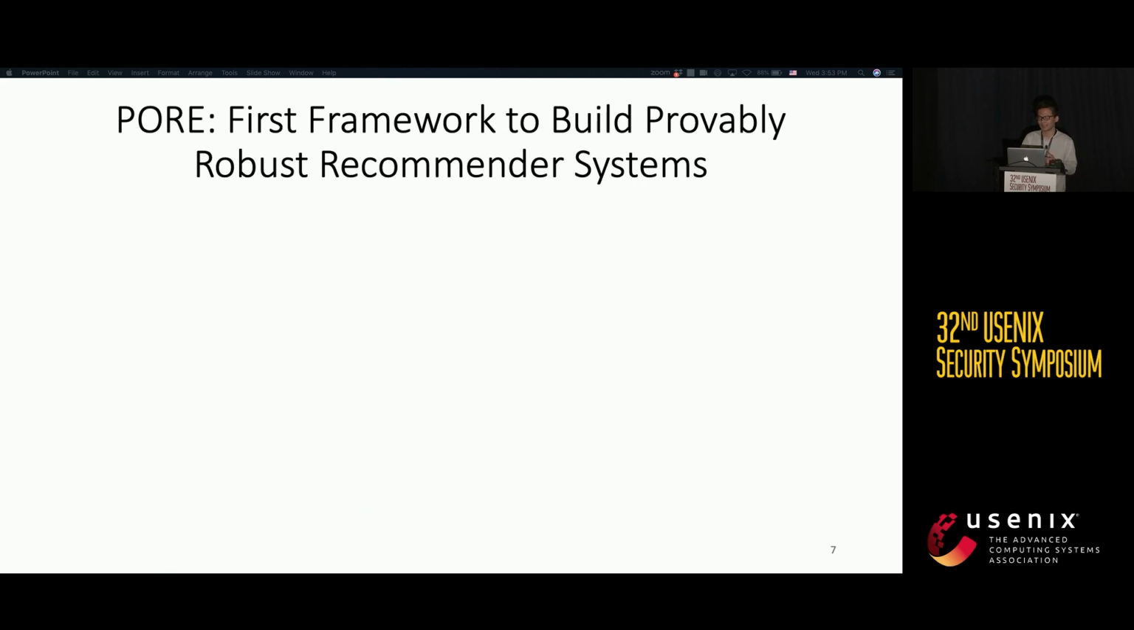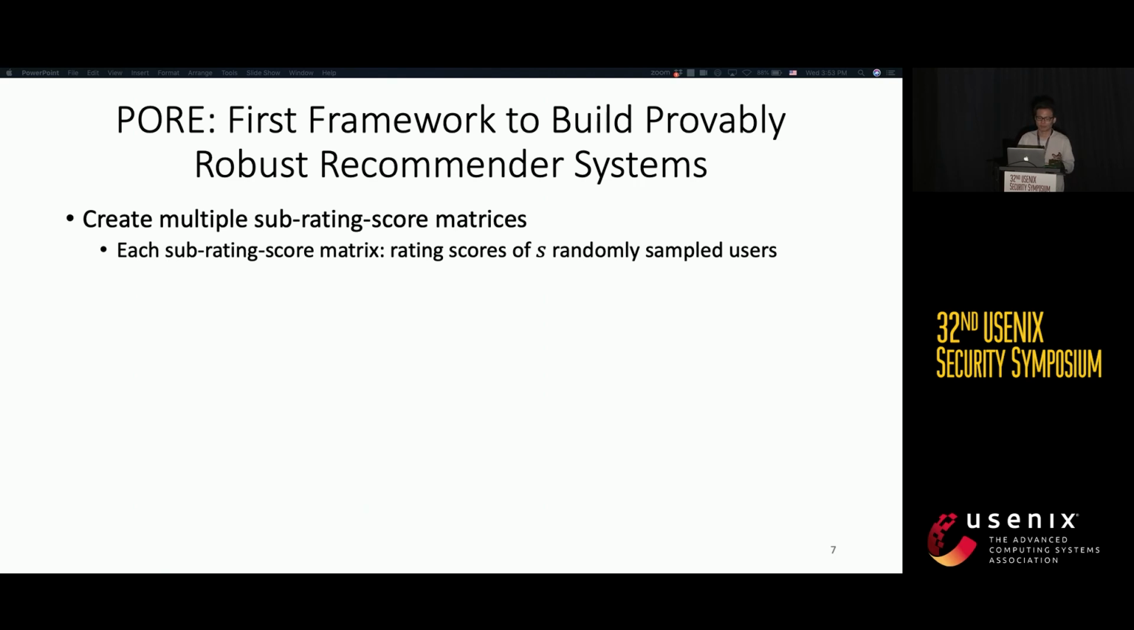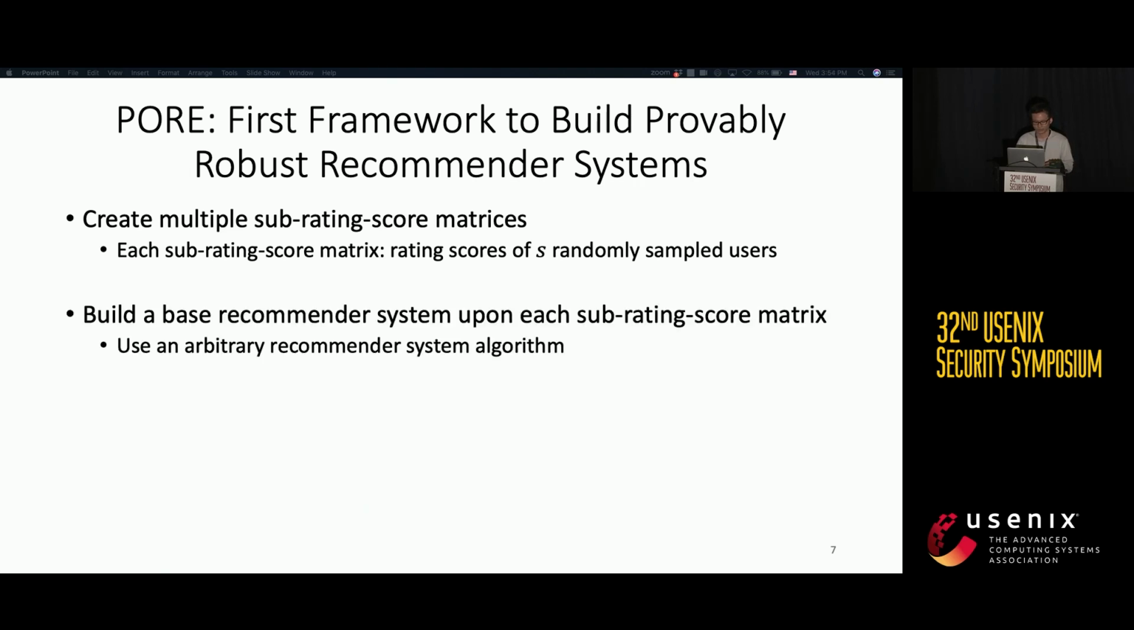So our key idea is to build an ensemble recommender system. Suppose we are given a rating score matrix. We first create multiple sub-rating score matrices, where each sub-rating score matrix contains the rating scores of S randomly sampled users. Then we use an arbitrary recommender system algorithm to build a base recommender system upon each sub-rating score matrix. Finally, we use majority vote to build an ensemble recommender system over those base recommender systems. Next, I will use an example to illustrate our framework as well as its robustness against data poisoning attacks to recommender systems.